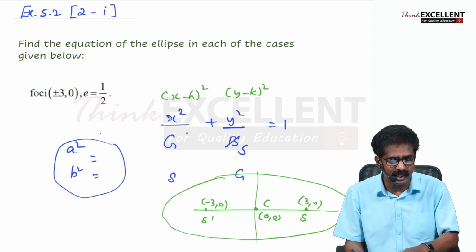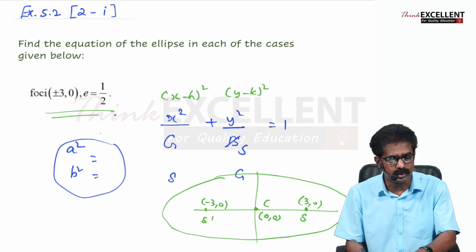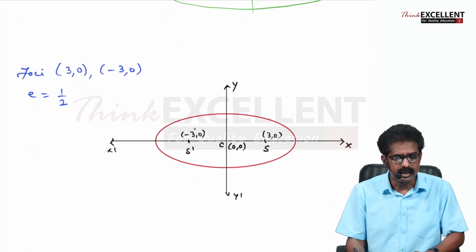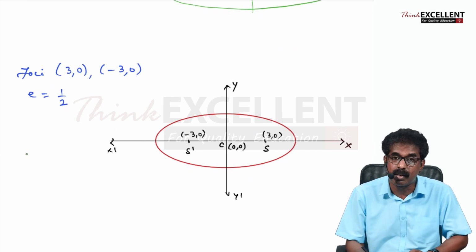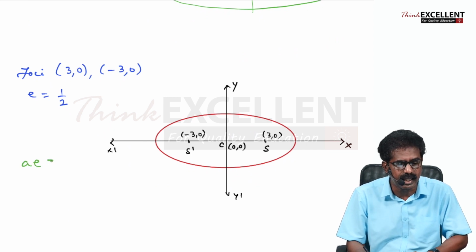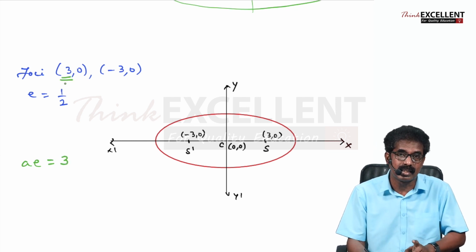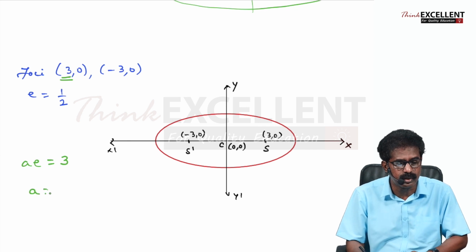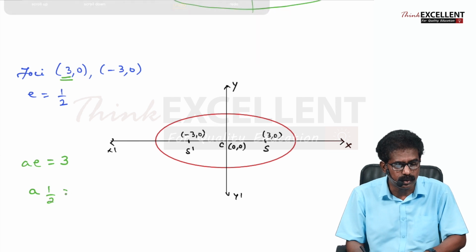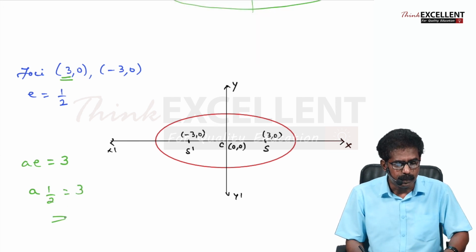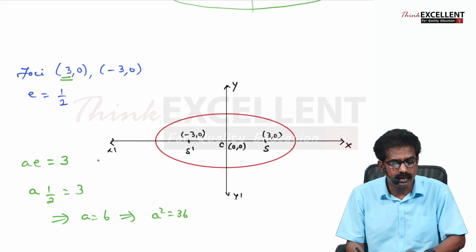So the only thing you have to find is a square and b square. For that we make use of this. So please listen here. So this is the diagram. Hope you understood this. Focus 3, 0. Focus means c, 0, or you can say ae. ae equal to 3. c is 3 here. c stands for ae. e value you know, so e equal to 1 by 2, right? So a into 1 by 2 equal to 3. Cross multiply, you will get a equal to what? 6. a equal to 6 means a square equal to 36.